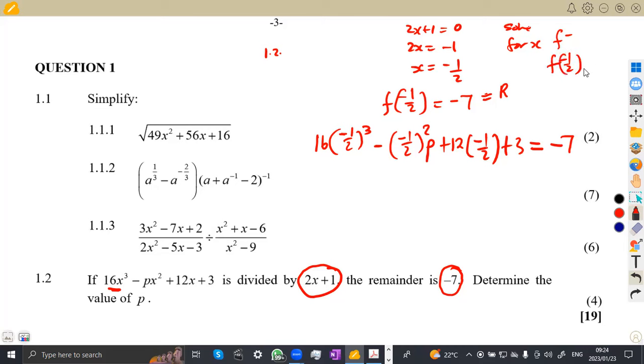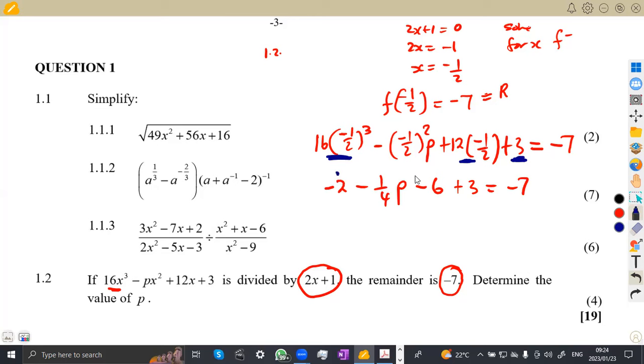F of minus half is equal to 0 if it was a factor, but this one is not a factor. It gives you a remainder, so that's not a factor. So simplify this part from your calculator, and combine these numbers, or you can just work them separately. On this one, you're going to obtain -2. On this one, you've got -1/4p. 12 times -1/2, that's -6 plus 3.